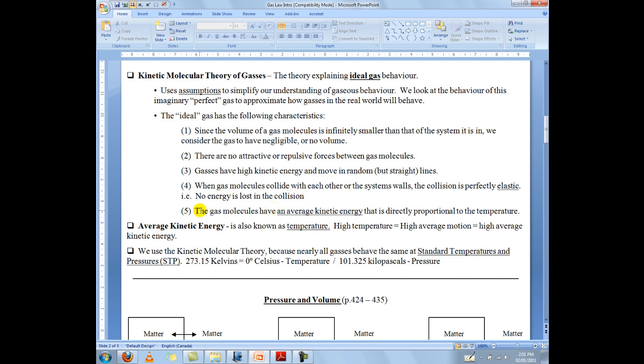Finally, the last assumption we make is that the gas molecules have an average kinetic energy that's directly proportional to the temperature. So the higher the temperature, the higher their kinetic energy, energy of motion. The lower the temperature, the less kinetic energy they will have.